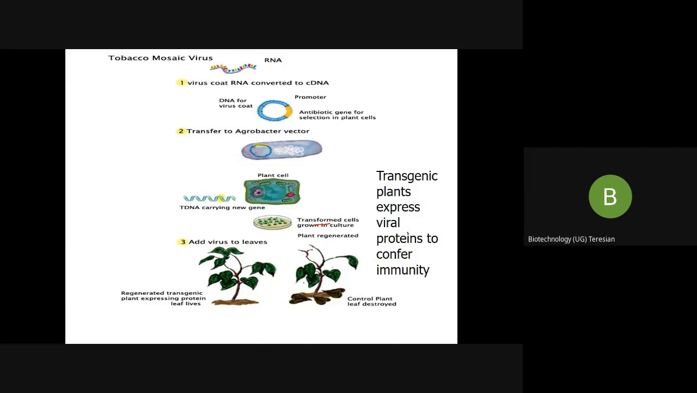So what happens is you have tobacco mosaic virus. It is an mRNA. Even that has a protein coat. So virus coat RNA is converted first into cDNA. cDNA means complementary DNA. So the scientist will do this. They will make a complementary DNA by using a reverse transcriptase. Then what they will do, the DNA for virus coat. Now that virus coat is there, no? That coat, what they do is they put it into the plasmid. Which plasmid? They put it into the plasmid of the agrobacteria, because we know that agrobacteria can infect the plants.